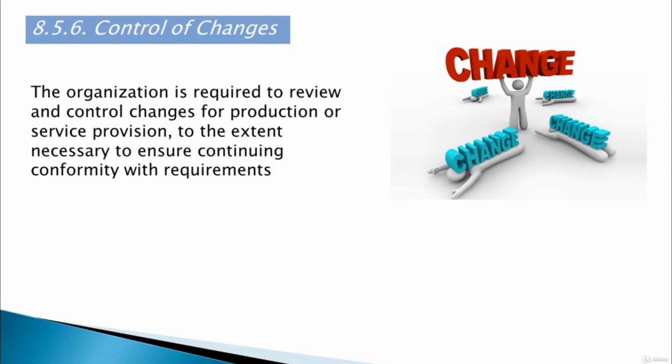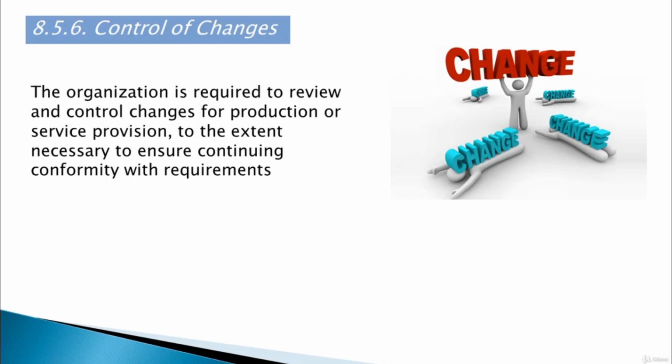The sixth subclause of production and service provision is the control of changes. The organization is required to review and control changes for production or service provision to the extent necessary to ensure continuing conformity with requirements. Basically, the organization is required to implement a process for responding maybe to unplanned changes that are considered essential in order to ensure that products or services continue to meet their specific requirements.